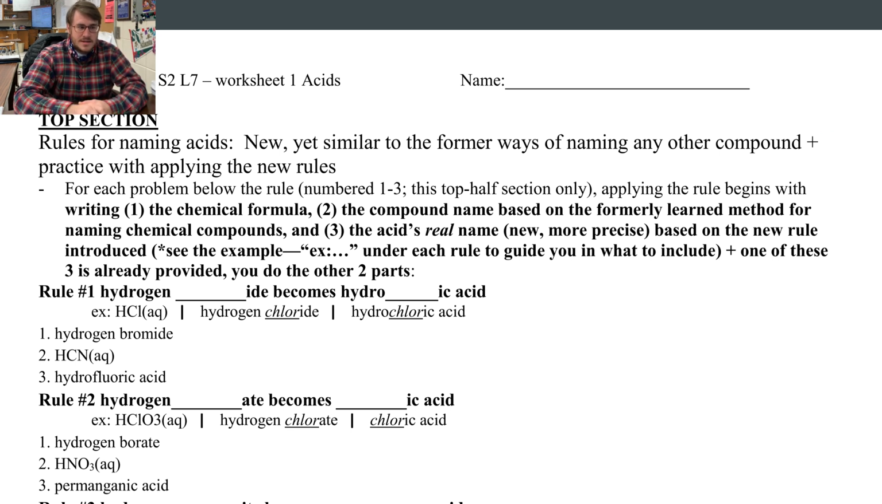I've always found in the past that maybe a third of students require some extra attention to it, and that's not anything against the student. Generally speaking, if anyone spent enough time with it, they'd understand that there's a flow and a pattern to it, and it kind of self-teaches you. Nevertheless, there are rules for naming acids. They're new yet similar to the former ways of naming any other compound, which is why in this worksheet we look at the old name next to the new name. It takes into account the former ways, and then we practice applying new rules for naming acids.